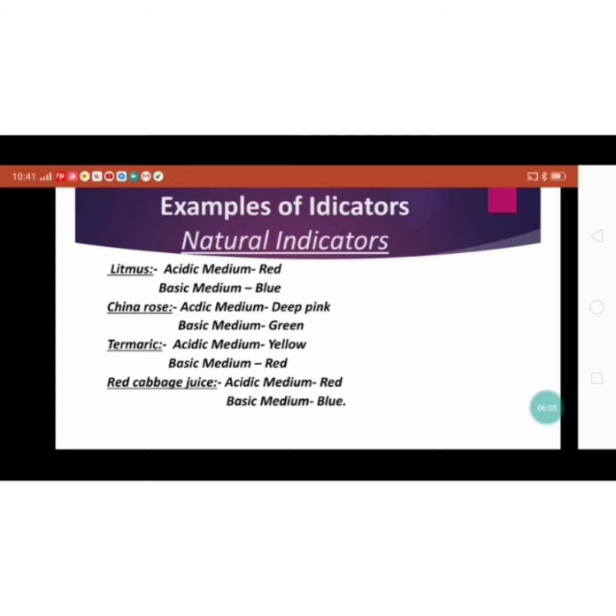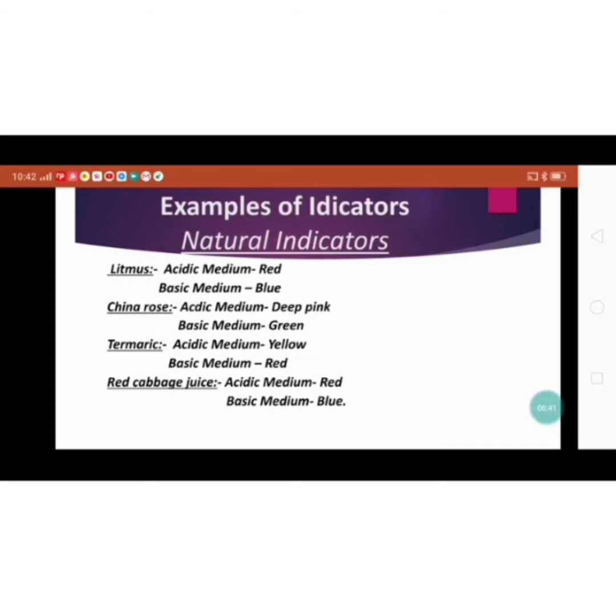Now, how the change in color takes place in case of litmus solution or litmus paper. The color of litmus solution or paper does not change in neutral medium. Neutral medium means neither acidic nor basic. That means do not contain any acid or base. That is called neutral solution.